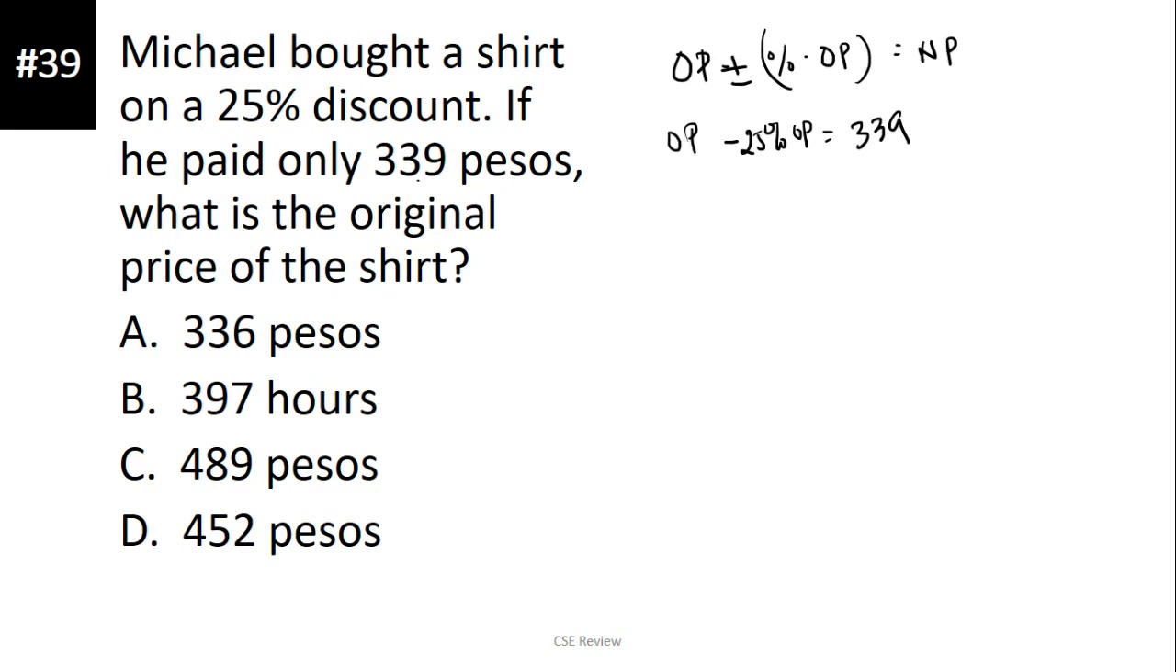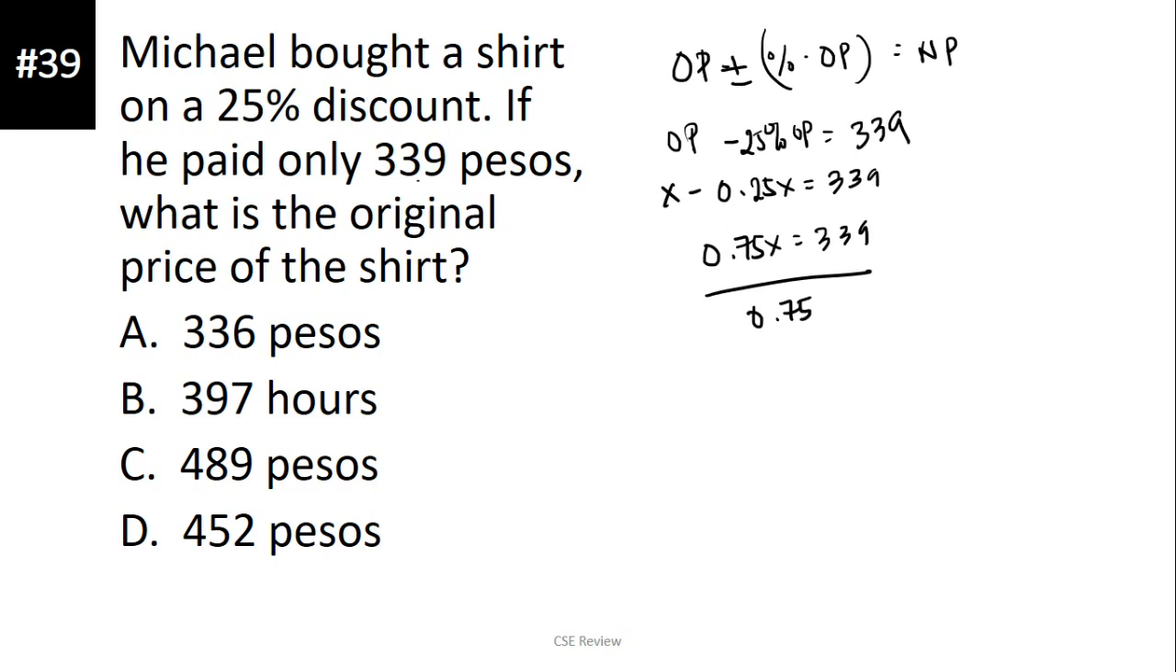The original price becomes X. So, X minus 0.25X is equal to 339. This is going to give us 0.75X is equal to 339. I-divide mo both sides by 0.75. Okay, you can do that.